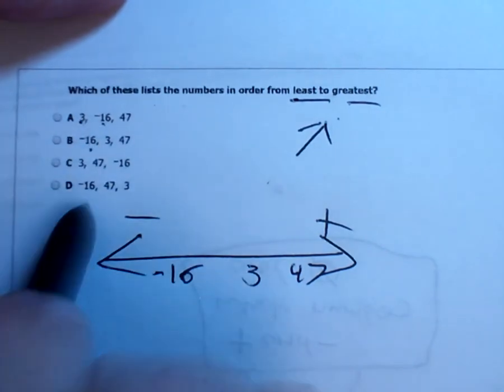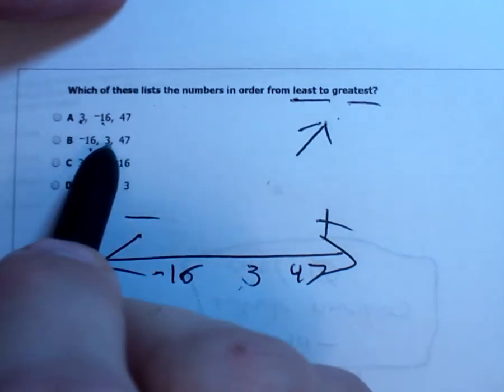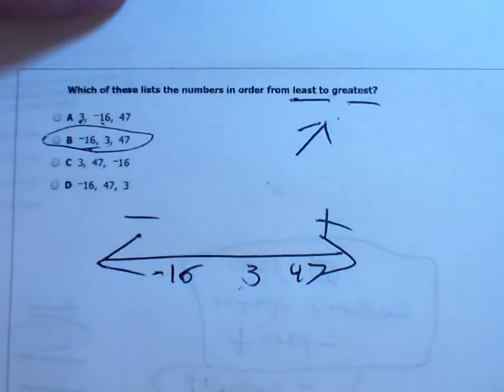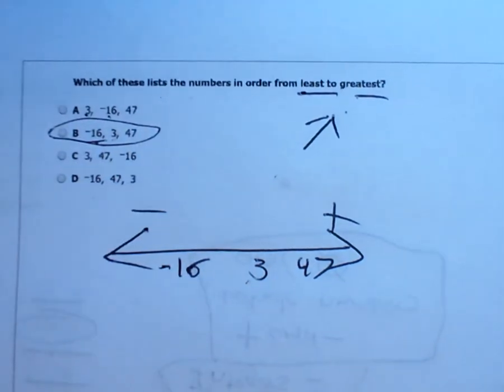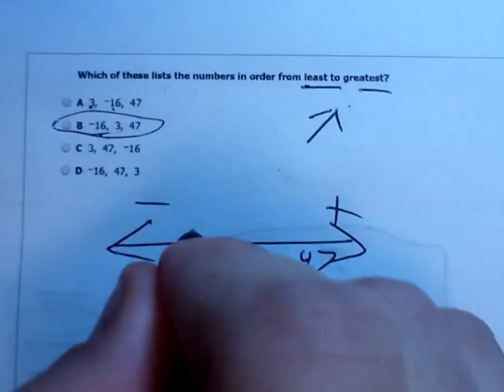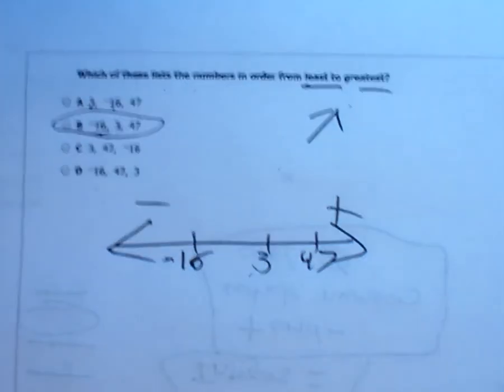This one does, and that one does. Which one has 3 second? Only B. So it has to be B. All right, if you need to make yourself a little makeshift number line, don't be afraid to do so. It's only 3 numbers. All right, moving on.